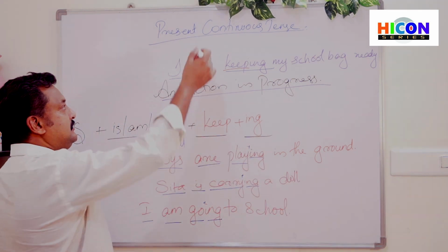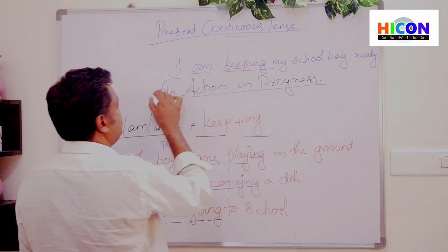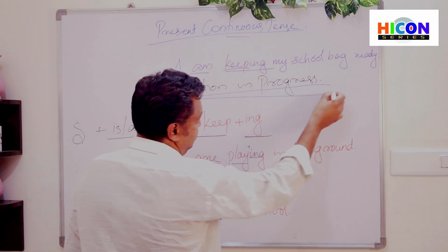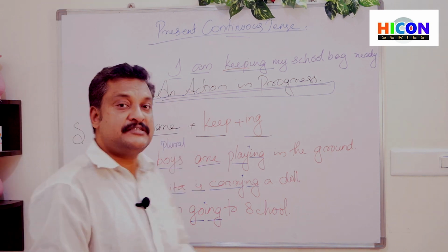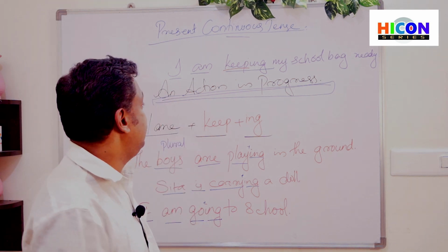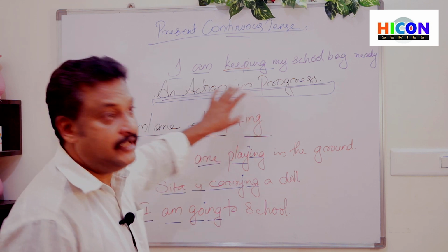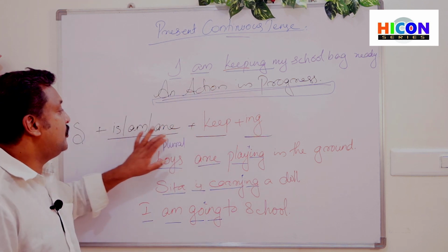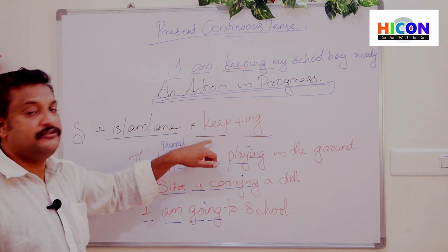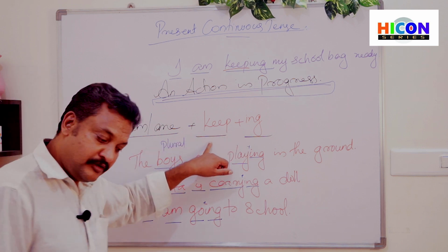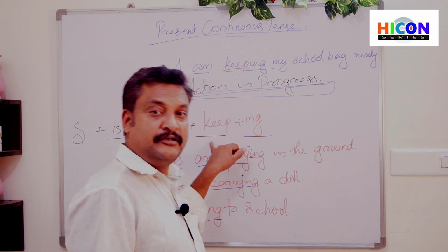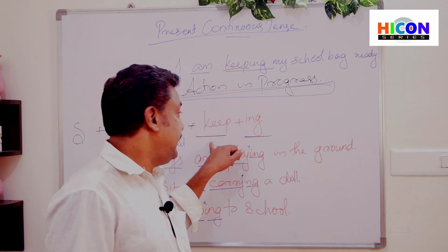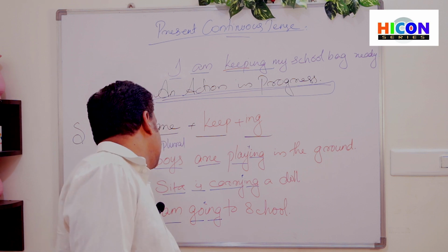So present continuous tense is used to express an action in progress. Actions in progress are expressed using present continuous tense. So in that we use is, am or are plus the ing form of the verb. Ing form of the verb means we add ing along with the main verb.